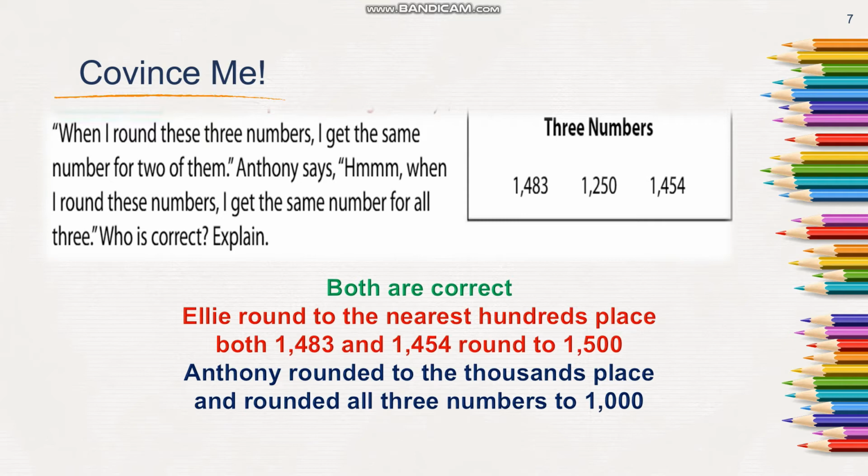Why? Because Ellie rounded to the nearest hundreds place, so 1,483 and 1,454 round to 1,500. Anthony rounded to the thousands place and rounded all 3 numbers to 1,000.